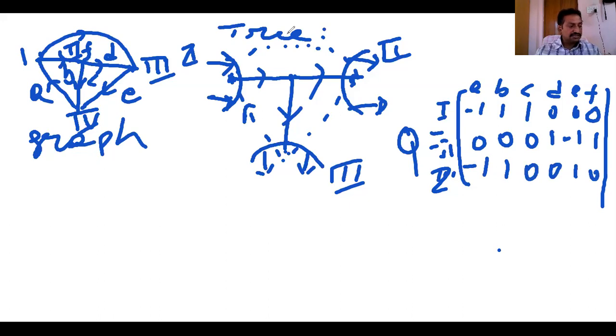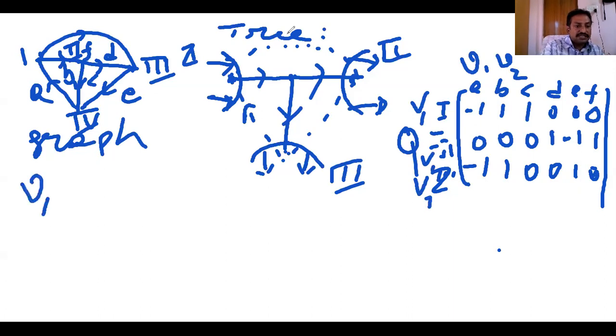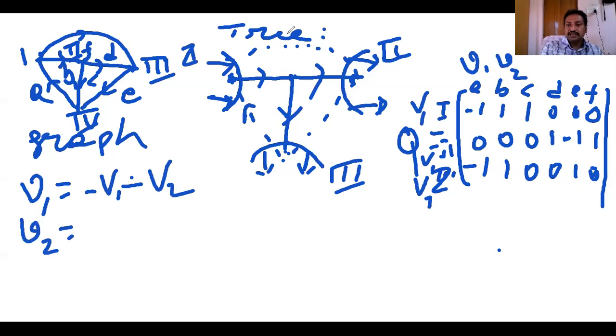Here we'll get into the solutions of this. Okay, we'll go for it. So we'll go through the node branch voltages V1, V2 like this. So these are the nodal voltages V1, V2, V3. So now we'll see that. Branch voltage V1 is equal to minus V1 minus V2, and branch voltage V2 is equal to V1 plus V3.